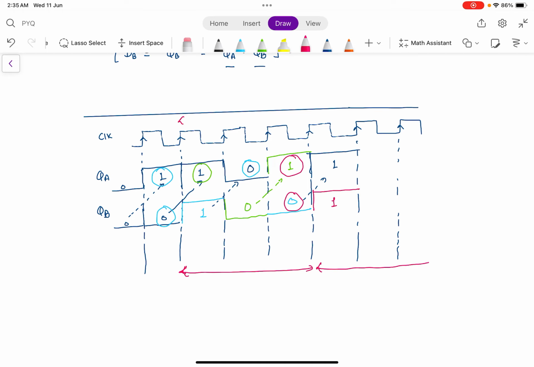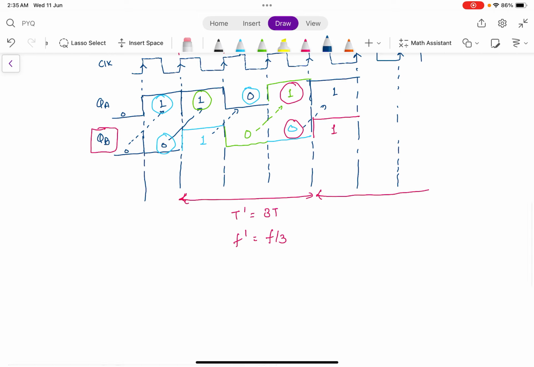So if you have a time period T and frequency f of the clock, you can see that T dash becomes 3T, or you can say the frequency becomes f divided by 3 for QB. Once you get QB, you will get QB complement.